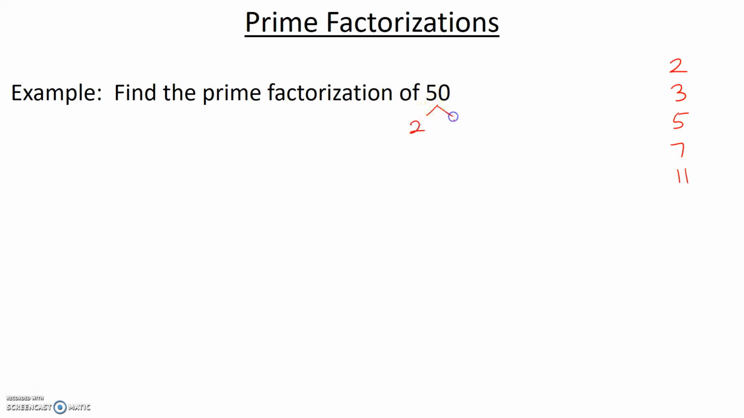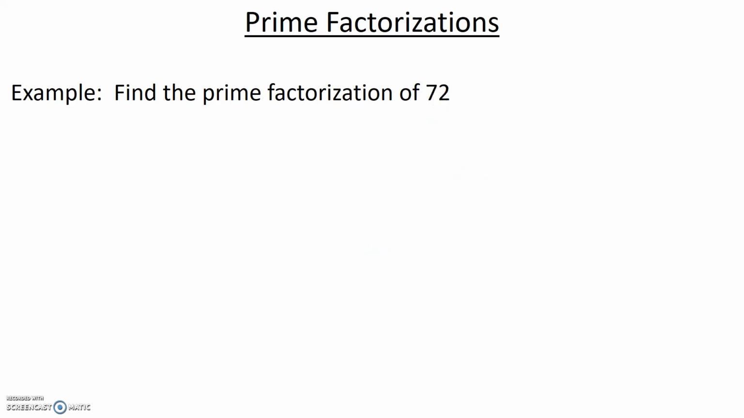50 can be written as a product of 2 and 25. Now 25 cannot be divided by 2, cannot be divided by 3, but it can be divided by 5. So we're going to write 25 as a product of 5 and 5. So the prime factorization of 50 is 2 times 5 times 5. And let's verify: 2 times 5 is 10, 10 times 5 is 50.